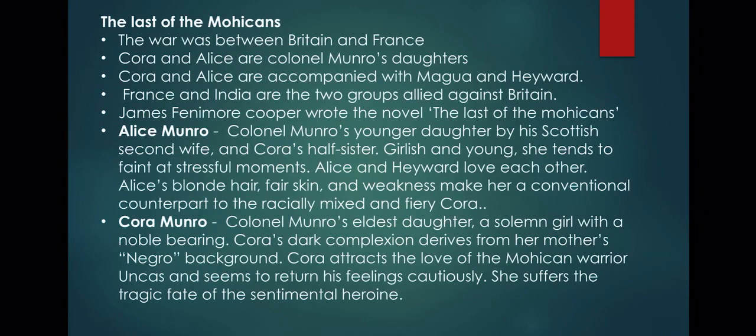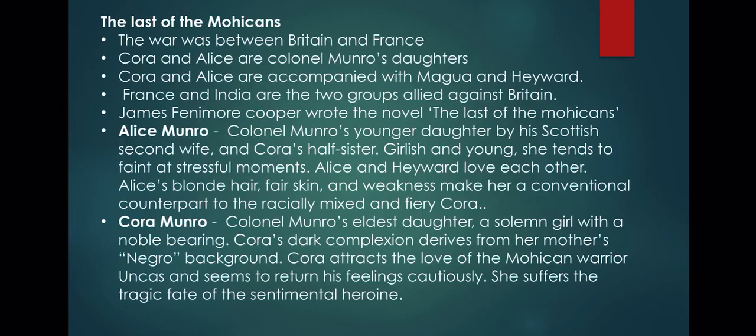Cora and Alice are Colonel Monroe's daughters. When they were trying to get to their father, they were accompanied by Magua and Howard. France and India are the two groups allied against Britain. In the war of Britain against France, India was with France. James Fenimore Cooper wrote the novel The Last of the Mohicans.